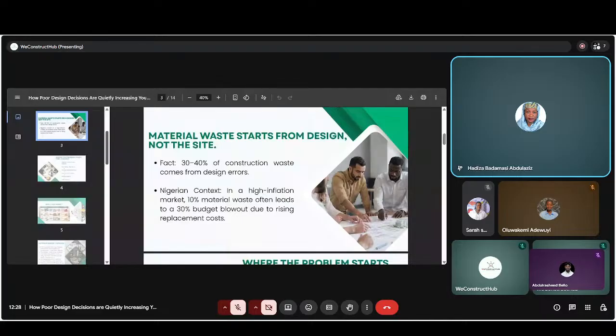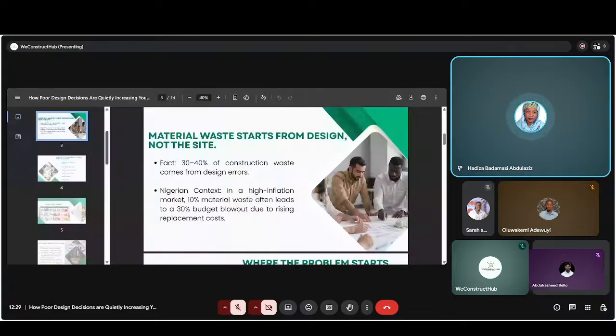So incomplete drawing leads to guesswork. Over-design increases unnecessary material use. Poor coordination causes clashes and rework. In a high inflation environment like Nigeria, waste is more dangerous. Even 10% of material waste can lead to up to a 30% budget increase, whether you like it or not, because replacing material later is much more expensive. So waste is not just a technical issue, it is a cost problem created early in the project.